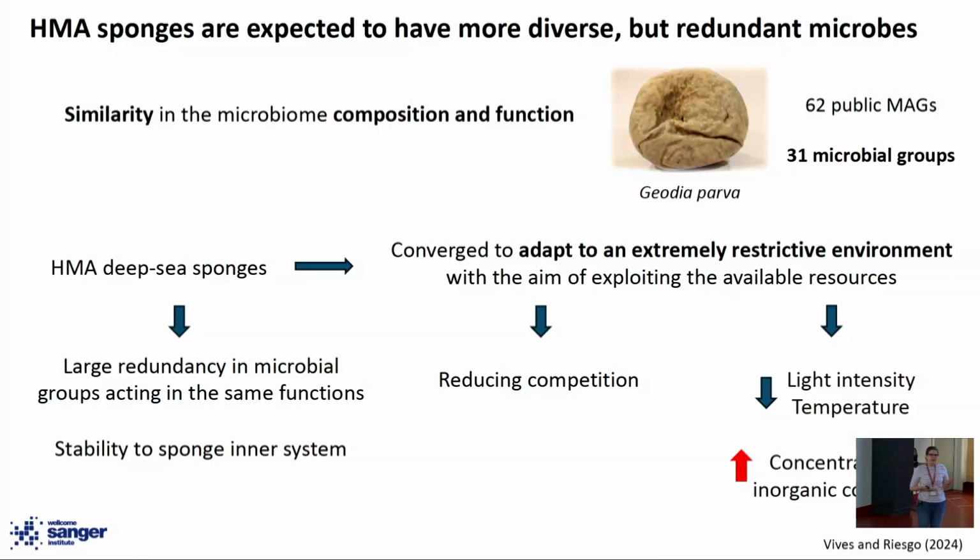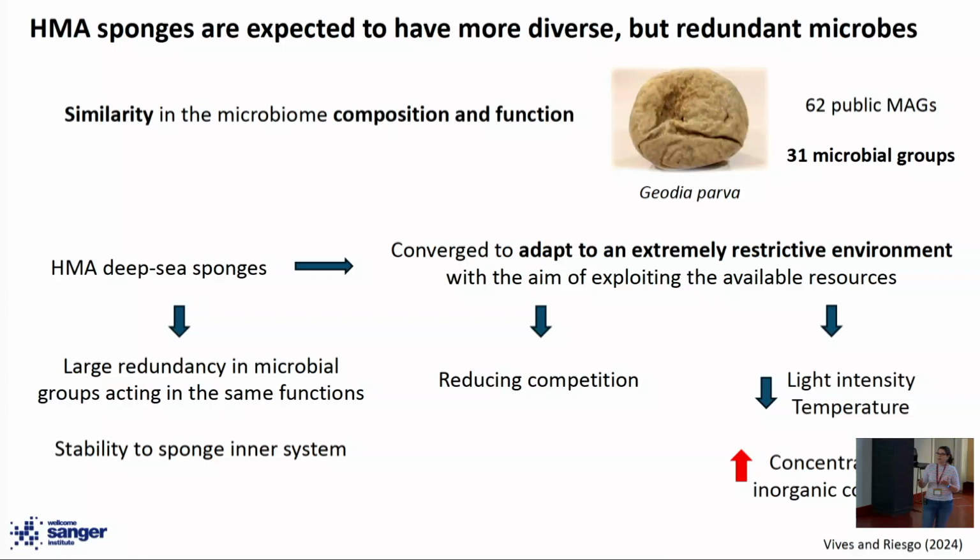These HMA sponges are expected to have more diverse metagenomes, but on the other hand, the microbes are more redundant. The microbiomes are really similar in composition and function, as can be seen in the deep sea sponge Geodia parva. This is mostly seen in HMA deep sea sponges. So we believe that what's happening is that we can see a large redundancy of microbes working on the same roles in the deep sea sponges, possibly to bring some stability to the inner system of the sponge.